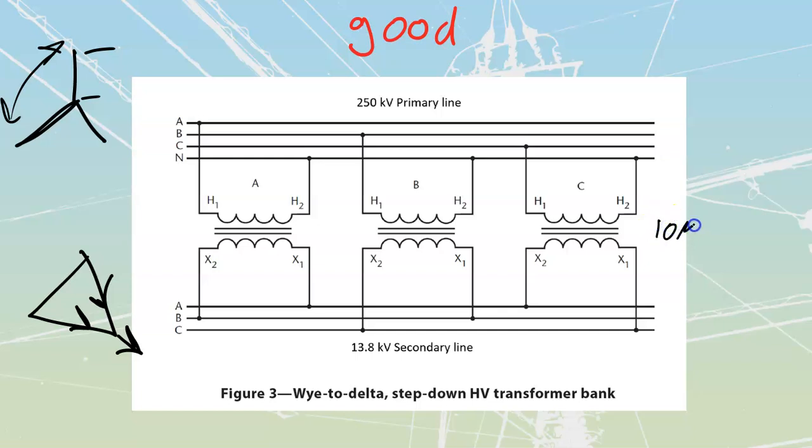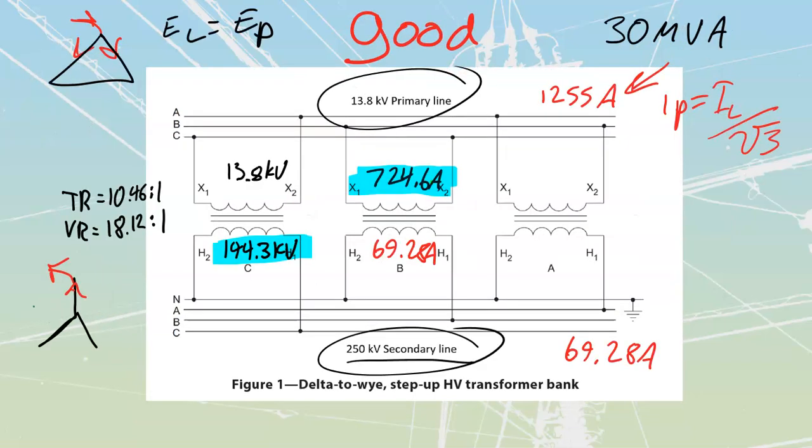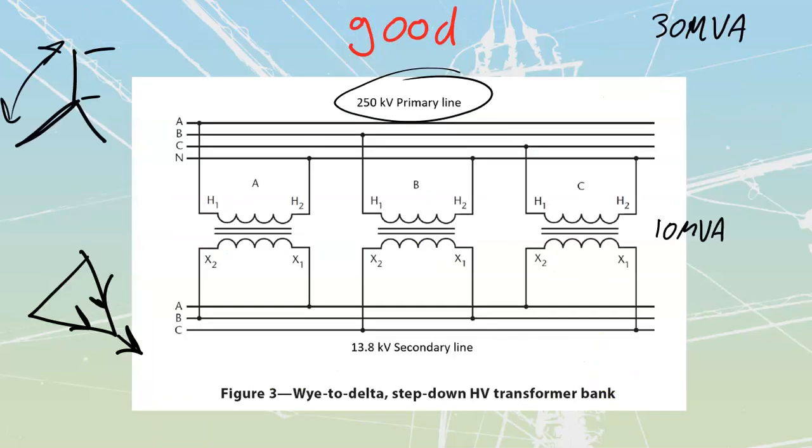If we have 10 MVA for each of these, that means our total bank capacity is going to be 30 MVA. Which means that if I've got 30 MVA, I'm going to be able to divide out by my primary value of voltage and root 3, which is going to get me to a primary line current. We have the exact same values as what we would have off of this side, only now we're doing the step down type of ratio, 69.28 that we're going to see over there.